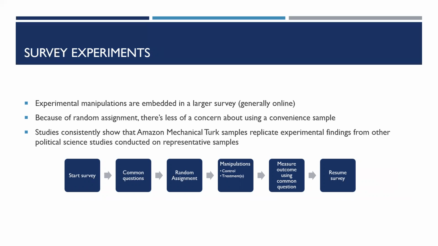So going back to Amazon's Mechanical Turk platform, again, the consensus around this is starting to change a little bit. But a lot of studies from around 2012 to 2016 pointed out that samples drawn on this platform tend to replicate experimental findings from other political science studies that were conducted on more representative samples. Like I said, that's because we're really just interested in effect sizes and the direction of the effects.